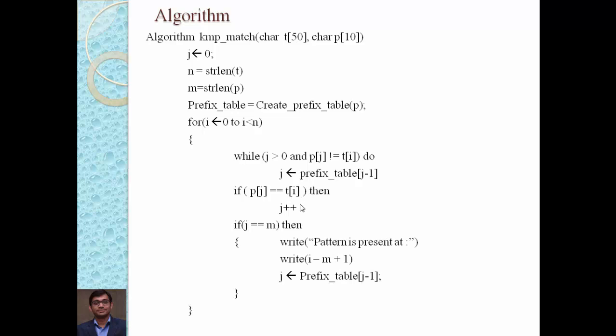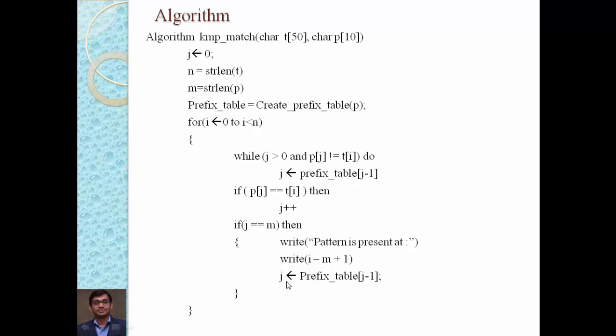Once we reach j is equal to m, it means that once we get a whole pattern inside the text, then we have to write that the pattern is present, and we have to return the index number based on this formula, that is I minus m plus 1. This m is nothing but the length of our pattern, and I is the current index of our text, and based on that we can get the index number.